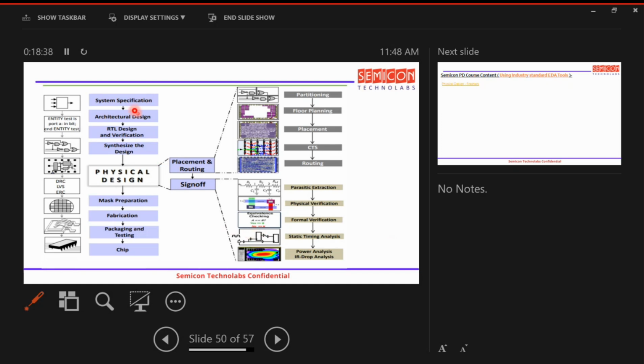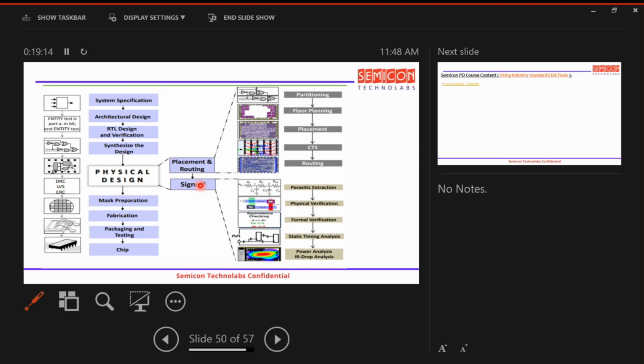Now coming back to the overall flow, the same which we discussed in the previous slide: system specification, architectural design, RTL design and verification, synthesis. This is where the physical design will come. And inside physical design, we have placement and routing and sign off. Placement and routing incorporates partitioning, floor planning, placement of standard cells, floor plan, placement of macros, and clock tree synthesis, where we provide clock buffers and inverters in order to reduce the load of the clock tree, and then finally routing.